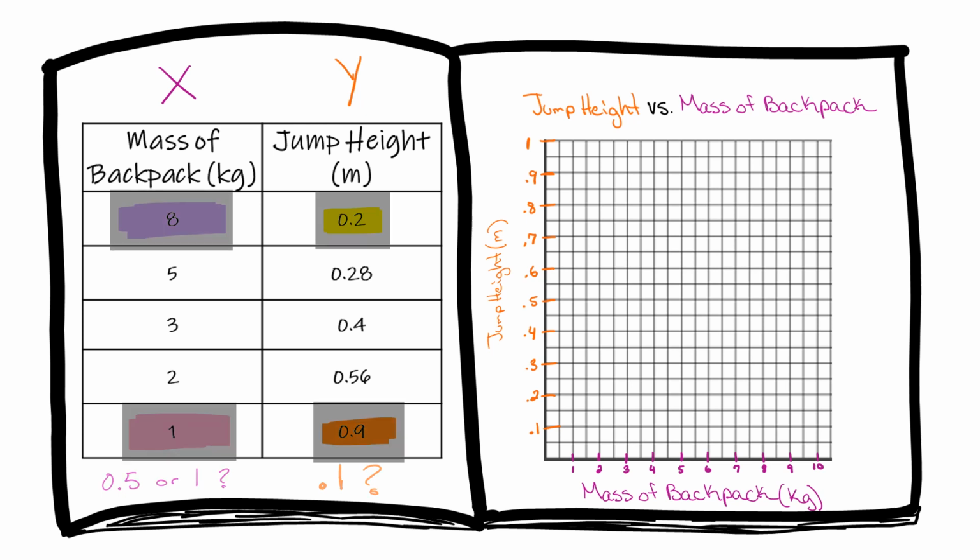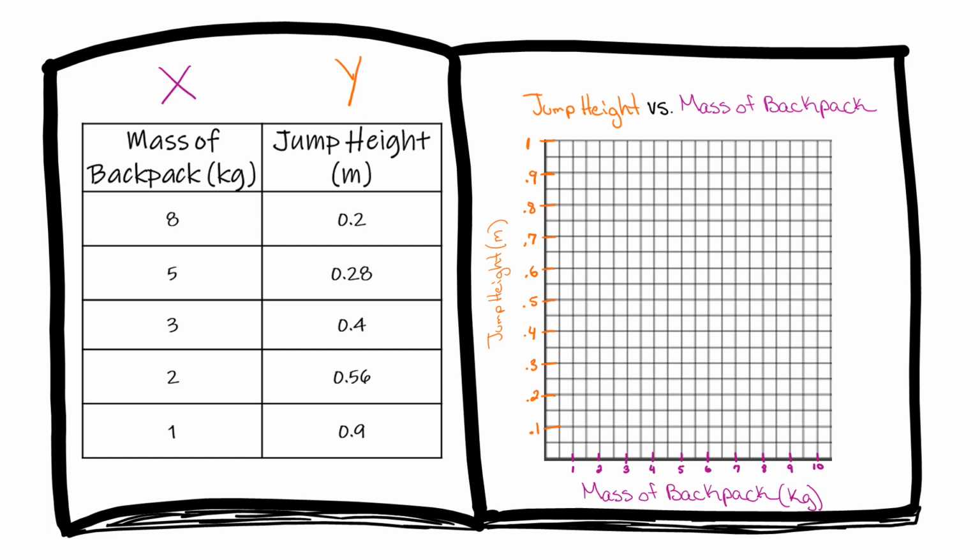Okay, now let's plot our data, starting with the first point in which x1 is 8 and y1 is 0.2. So 0.1 would be placed here. Next, we have x2 as 5, y2 as 0.28, giving us this point. And then we have x3 as 3, y3 as 0.4. And then we have x4 as 2, y4 as 0.56, which results in this point. Lastly, we have x5 as 1, y5 as 0.9, which results in this last point.